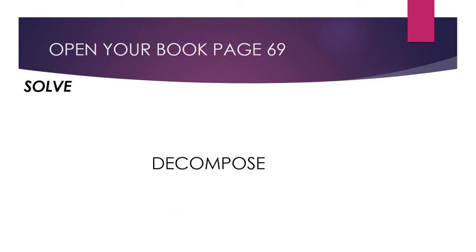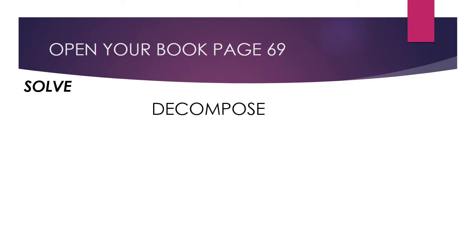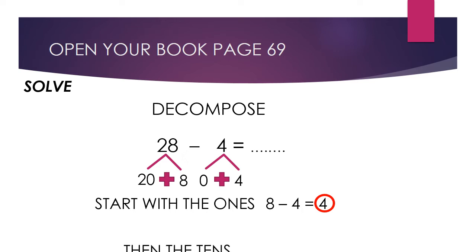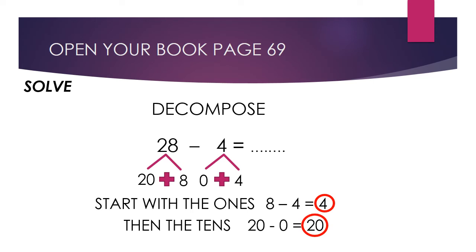How can I solve this problem? I will solve it by the decompose way. 28 minus 4. 28 is decomposed into 20 plus 8. And the 4? 0 and 4. Okay, let's start with the ones. 8 minus 4 equals 4. Then the tens. 20 minus 0 is 20. So I have 20 and 4. 20 plus 4 equals, excellent, 24.